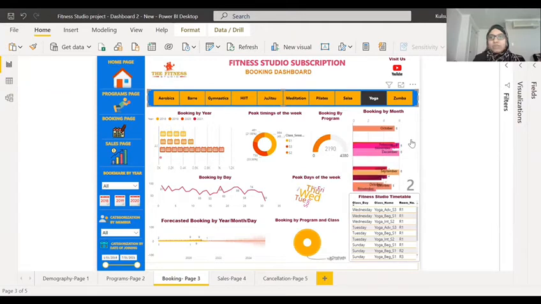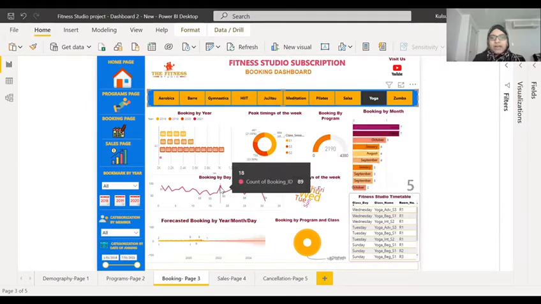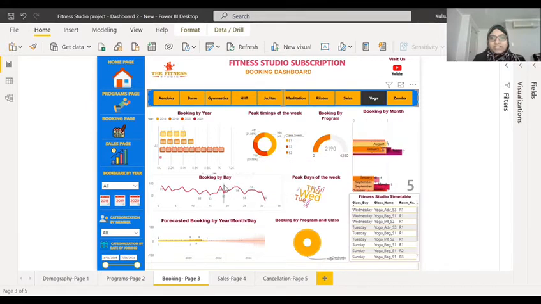The next chart is the booking by month chart. This is the animated bar chart race, which is showing you the number of booking by month for that specific program which is selected on the slicer. The other chart is the line chart, which is booking by day chart, which shows you the number of bookings of the selected program yoga on 18th, which is 63.